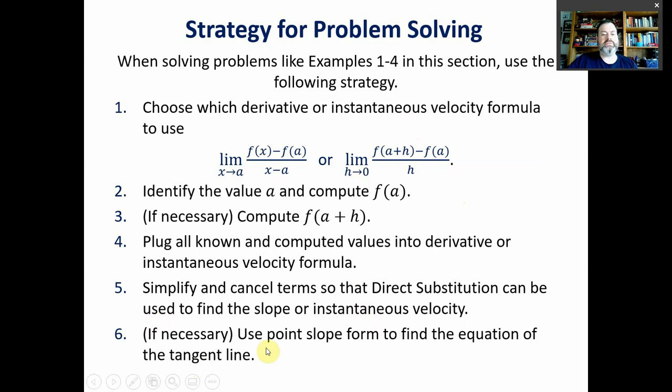And last step, if necessary, use point-slope form to find the equation of the tangent line. So sometimes you're just asked to find the slope of the tangent line. You're finished after step 5. If you're asked to find the entire equation, you have to keep going.